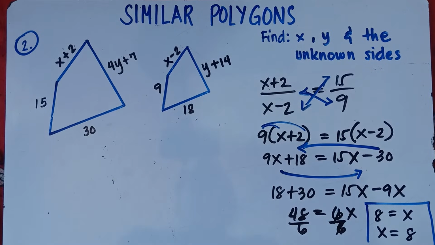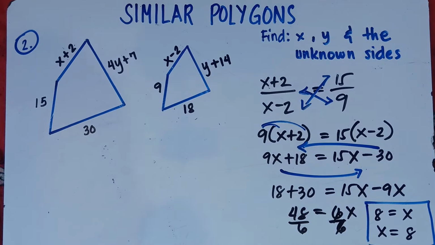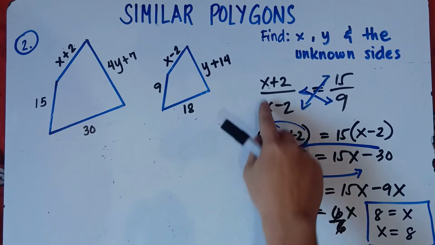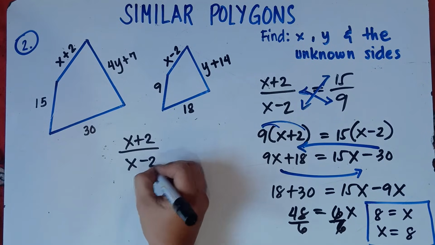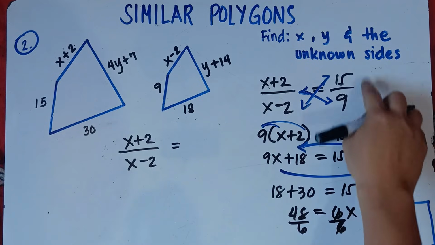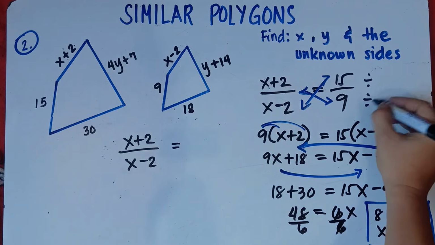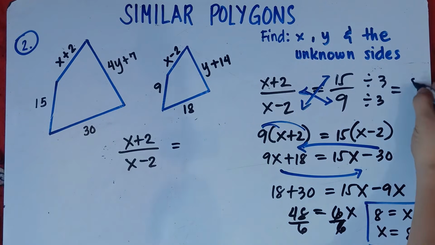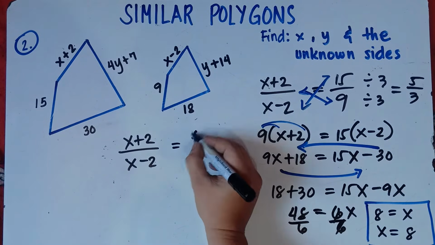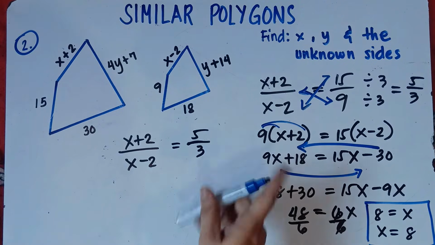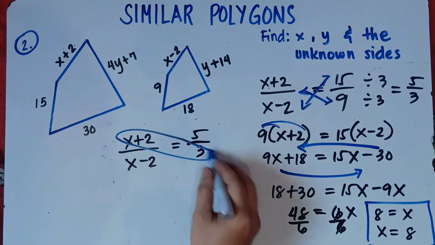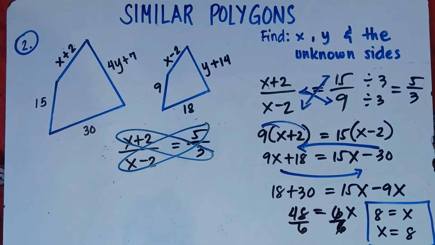But once again, class, this is quite complicated because for the other solution, you can do it this way. (x + 2) over (x - 2) equals 15 over 9. We can reduce 15 and 9 by 3. So divide by 3. This will be 5 over 3, right? 5 over 3. And you will get small numbers, class, when you cross multiply. So cross multiply this one, and you will have the same answer, class.